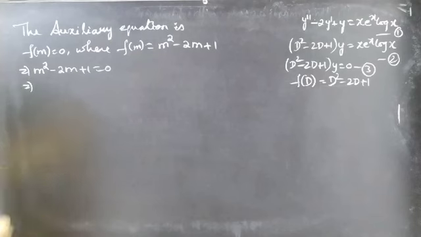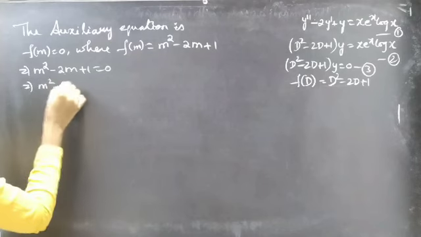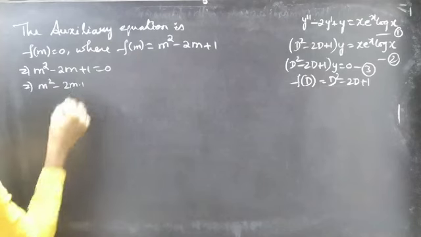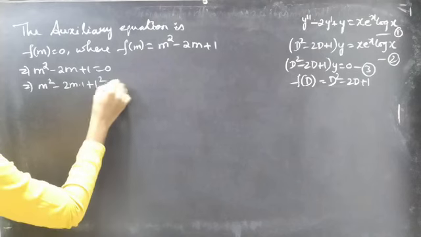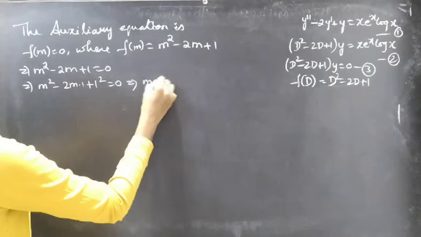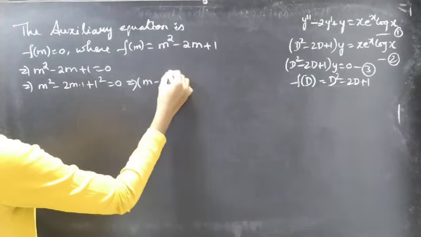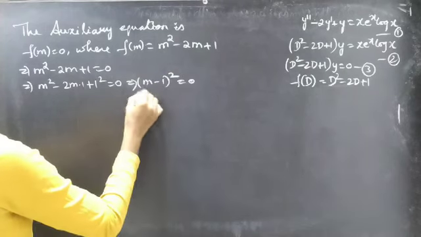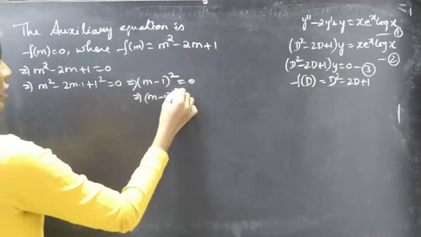Now we need to find roots to this equation. This equation looks like m square minus 2 into m into 1 plus 1 square equal to 0, which is an expansion of a minus b whole square, right? Expansion of, say, m minus 1 whole square. We can write m minus 1 whole square as m minus 1 into m minus 1.